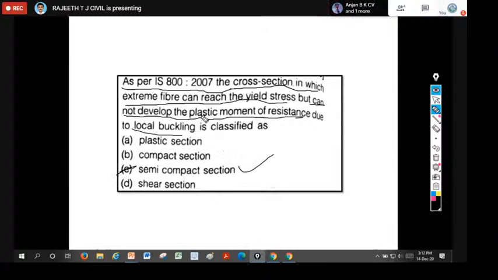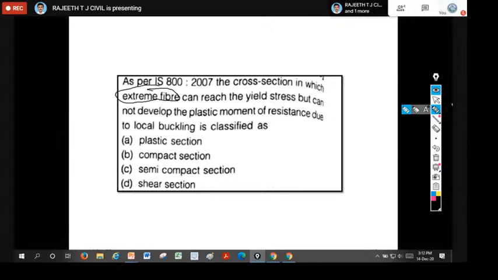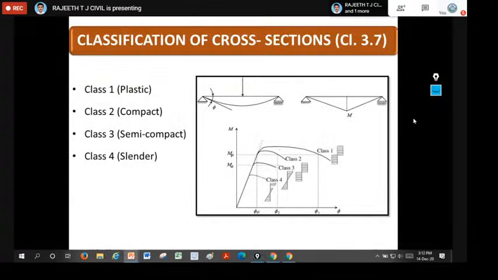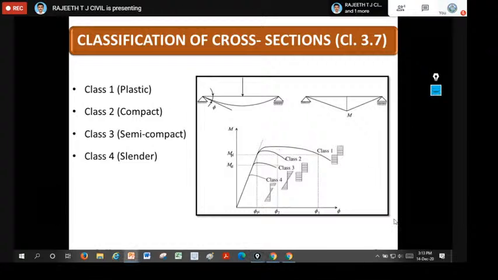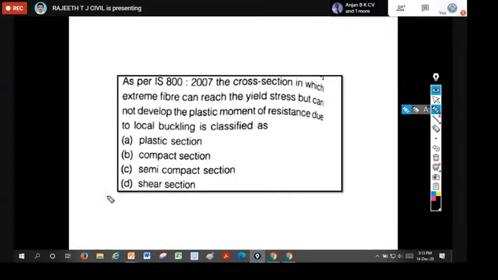Because of local buckling, only the extreme fiber reaches yield stress. If you observe the original figure, this condition is the class 3 condition: only the extreme fiber reaches Fy, but it is inadequate to produce the plastic rotation capacity. Therefore, that comes under class 3 as semi-compact. Whereas in compact, all the fibers reach Fy, but with inadequate plastic capacity. Whereas in a plastic section or class 1, all the fibers yielded Fy and it is possible to produce a plastic hinge and plastic moment capacity. That is your class 1 section. For this question, the answer is semi-compact section.